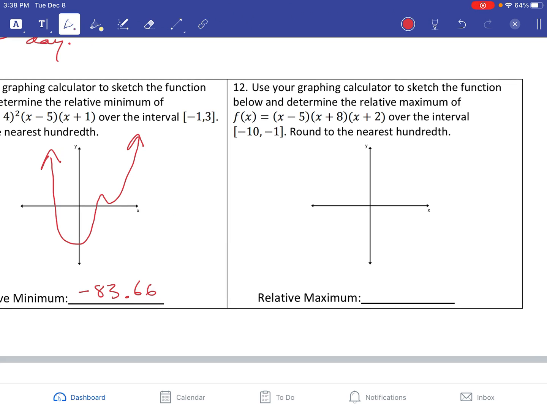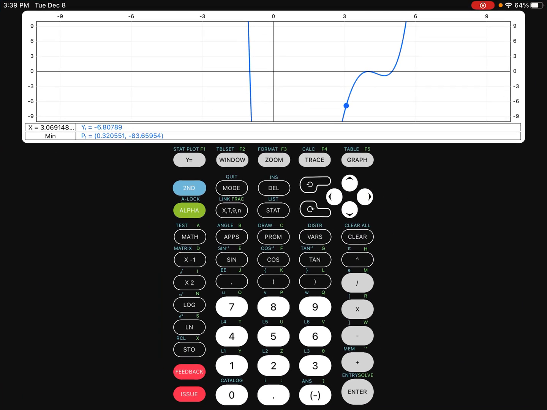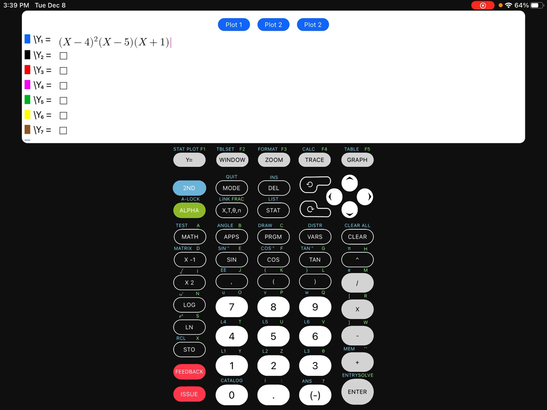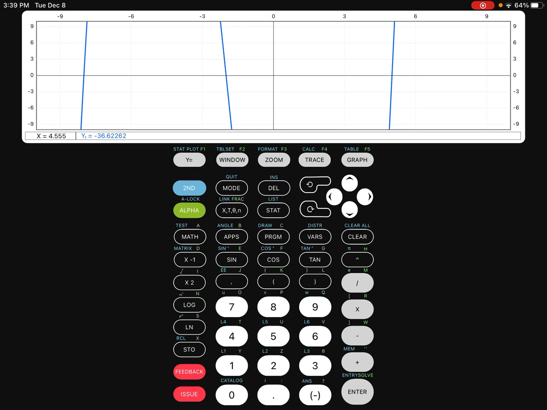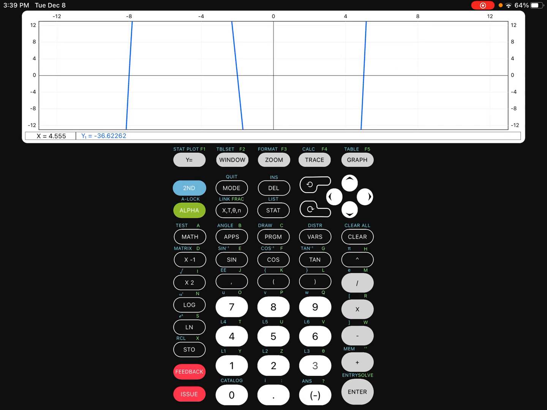Next, we have the next problem here. We're going to go back to the calculator. We're going to go to the y equals button, clear it out, and put the new value in there. We have parentheses x minus 5, parentheses x plus 8, and then parentheses x plus 2. Okay, so we're going to graph that. It's really big. Let's do some zooming out.